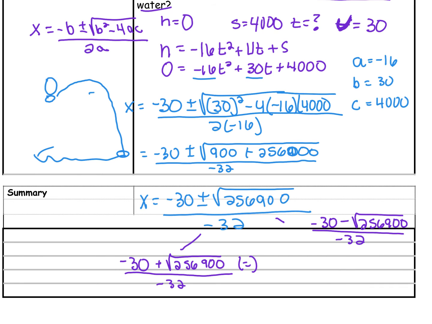Hit that equal sign, and then divide by negative 32, because order of operations has us do the division first, so it only divides this part. That's why you want to hit the equal sign, or put parentheses around it. For me, it's easier to hit the equal sign. And then do the same with the subtraction.